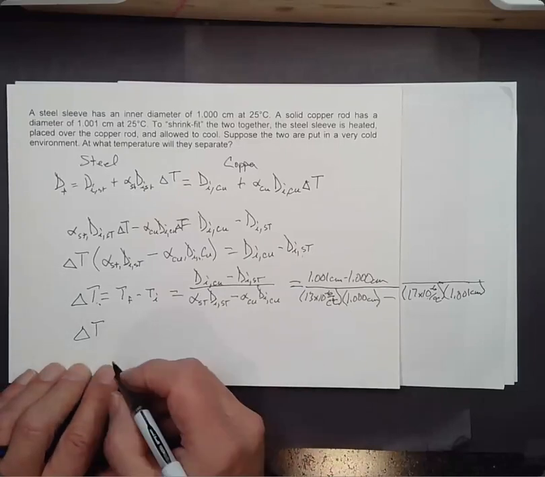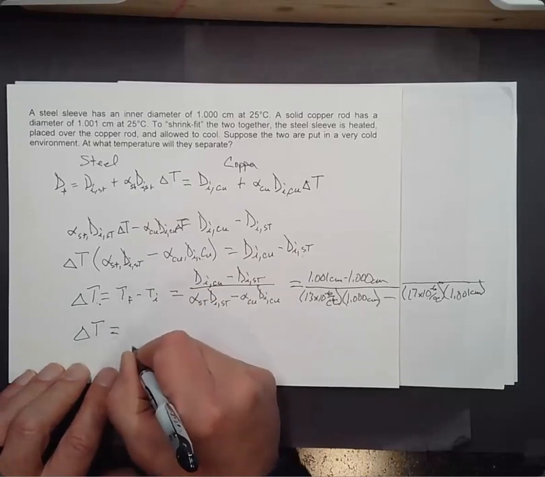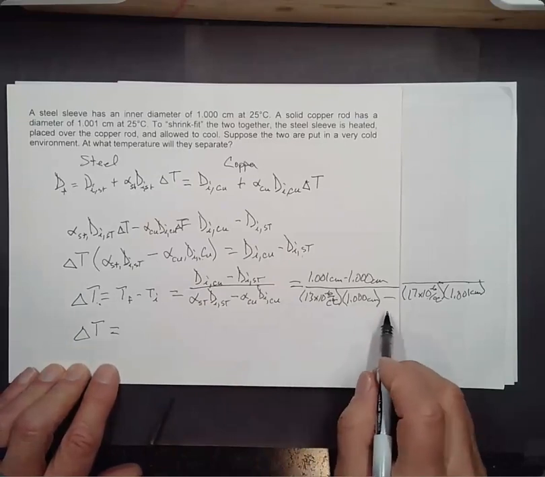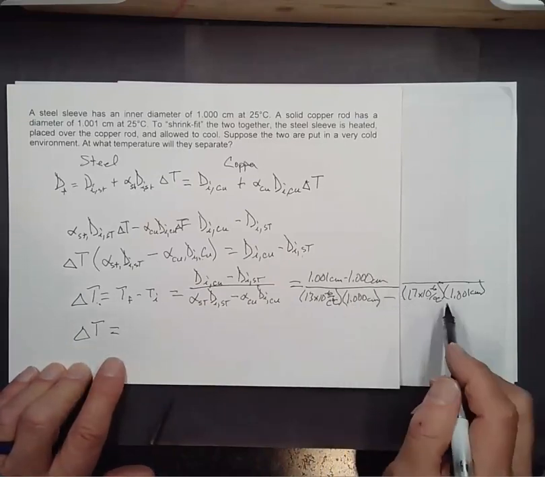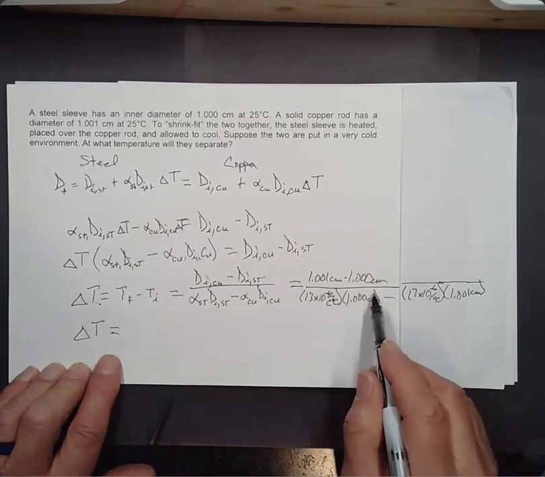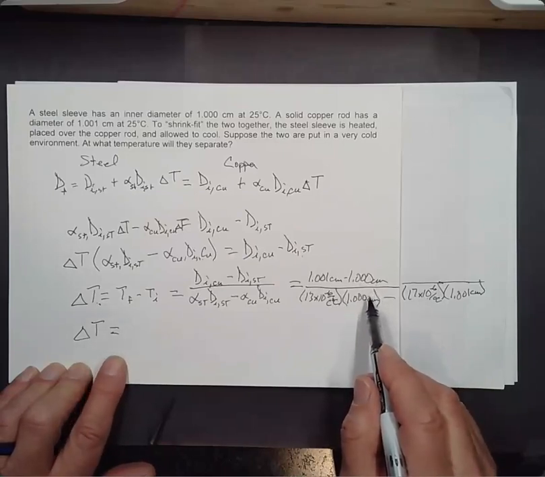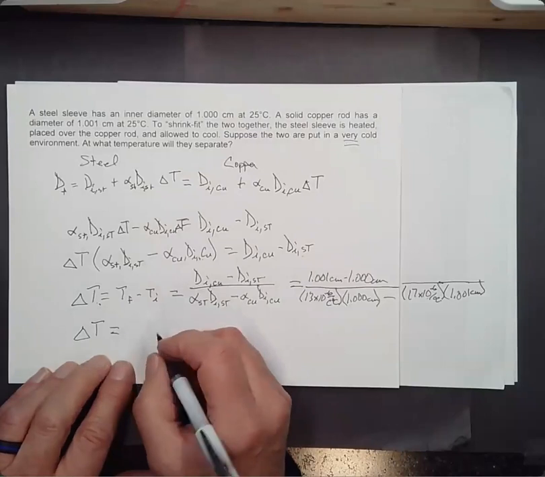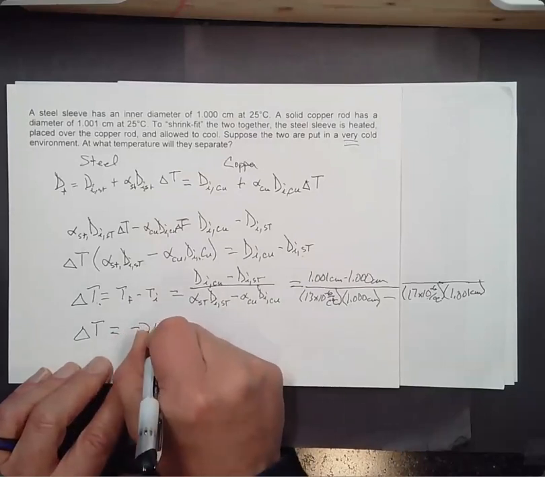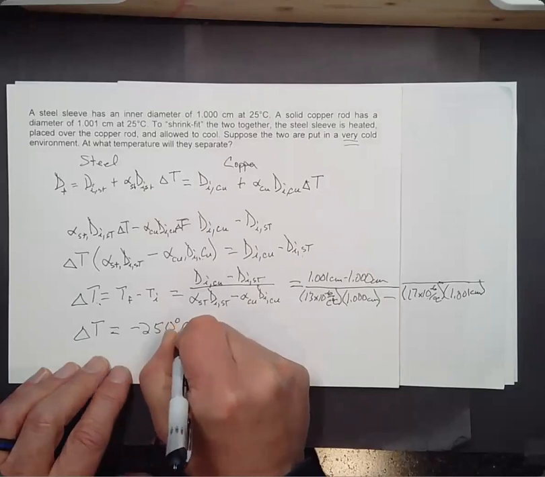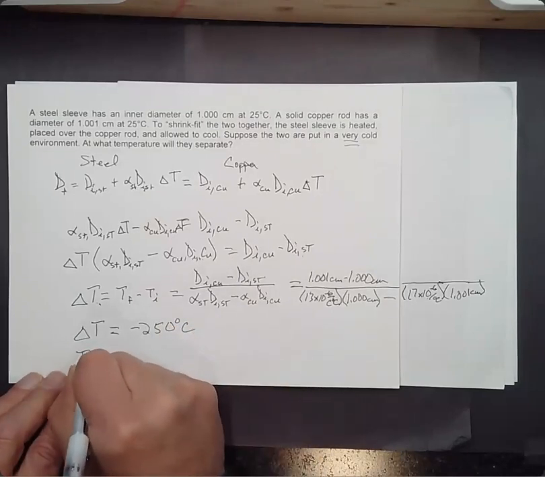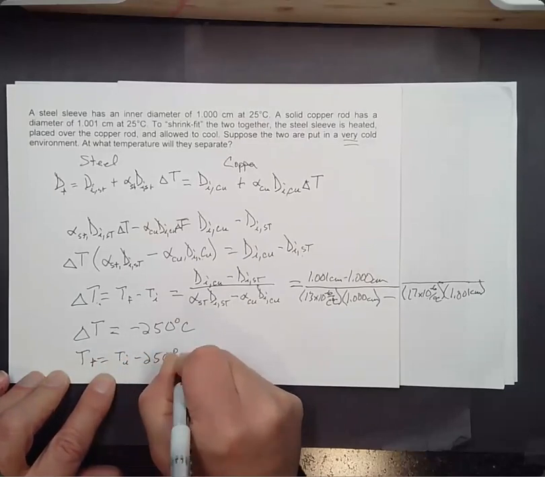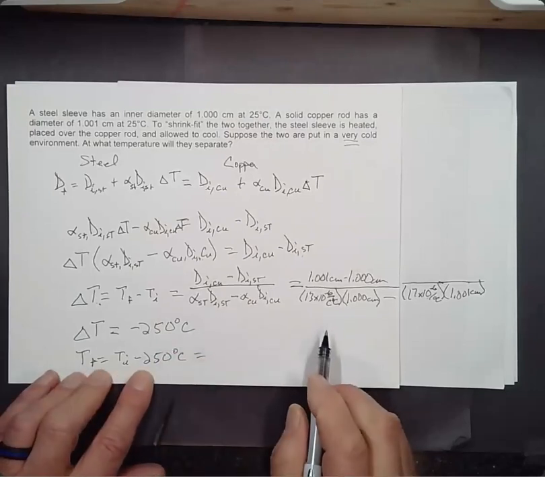I get a delta T of about, is that right? Maybe it's right. Let's see, unit-wise, the centimeters will divide out. I'll end up with degrees Celsius on this. Well, it does say very cold. I get a delta T of about minus 250 if I didn't make a mistake. So T final is going to be T initial minus 250 degrees Celsius, but I'm pretty sure I punched it into my calculator right.